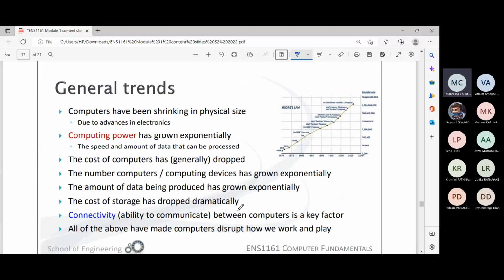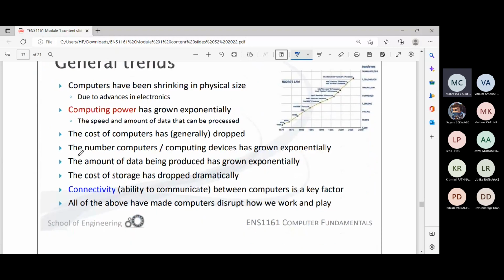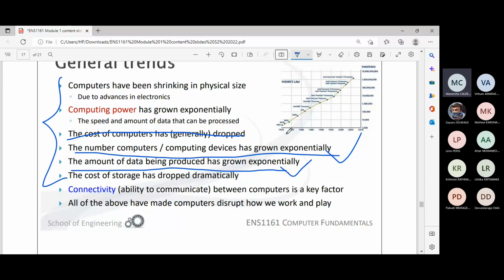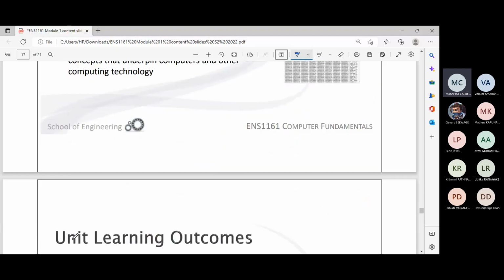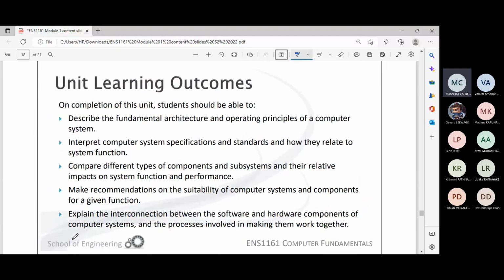And these are the current general trends in computing. The cost of computers has generally dropped, and the number of computers and devices has grown exponentially. The amount of data being produced has also grown exponentially. A lot of things happened during this time, and you can see there's a big increment here. So that's the situation in the world, and that's all we need to understand today.